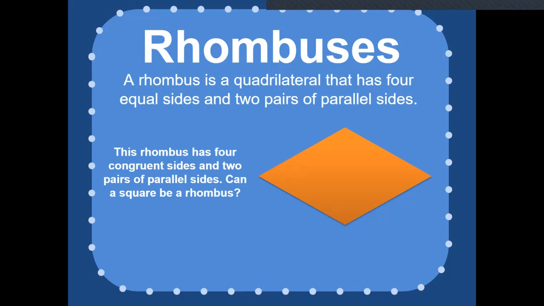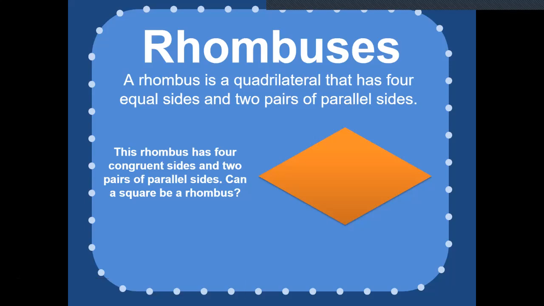Let's think about that. For it to be a rhombus, it has to have 4 congruent sides, that means all sides have to be the same length. So does a square match that rule for a rhombus? Are all sides on a square the same length? Yes, so it follows that rule. Does it have 2 pairs of parallel sides? Yes.